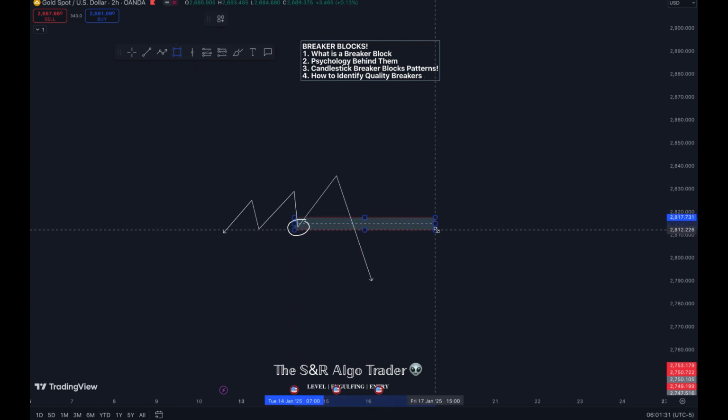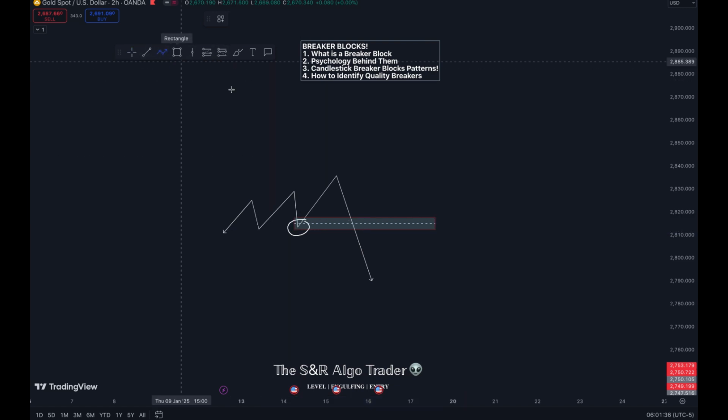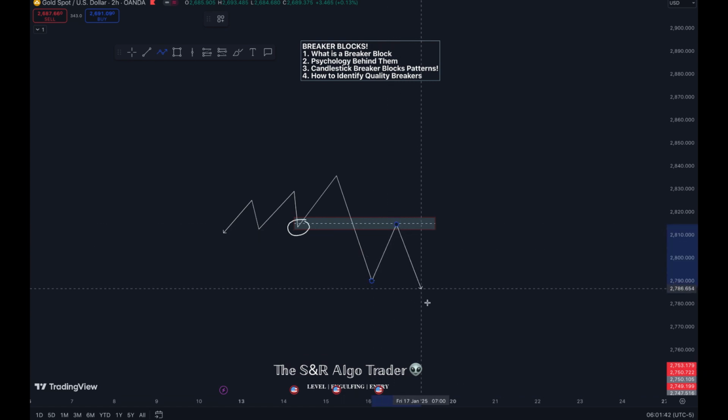So anytime price comes back and rallies up to this zone, it's supposed to sell from that zone. That's the concept behind breaker blocks. One thing to notice: every time price breaks through a key level unexpectedly, that area changes its character. So this was an order block, which we support and resistance traders would call a support level.